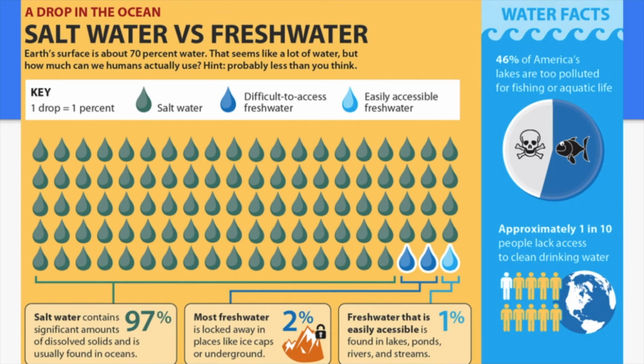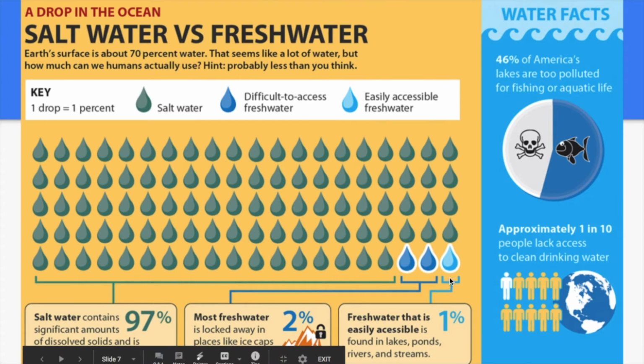Earth's surface is about 70% water, which seems like a lot, but how much can humans actually use of this water? This picture of all these water droplets shows us what we can actually use. The darker droplet is salt water. The dark blue droplet is water that's too difficult to access. It's actually fresh water for us, but we can't really get to it based on where it's located. And then the light blue droplet is what we can actually use as humans and as living creatures. Only 1% of the world's water can actually be used by us.